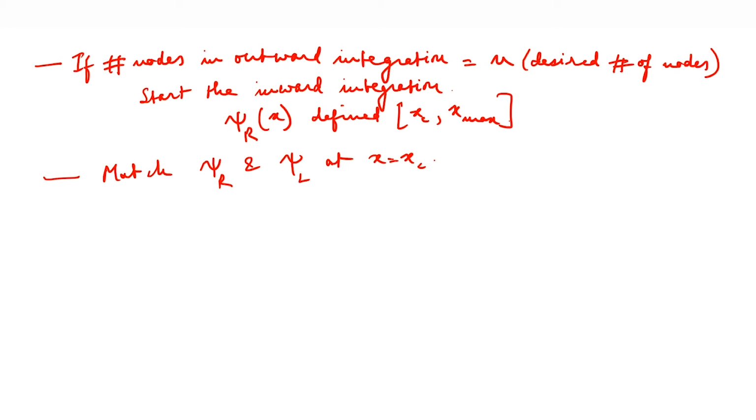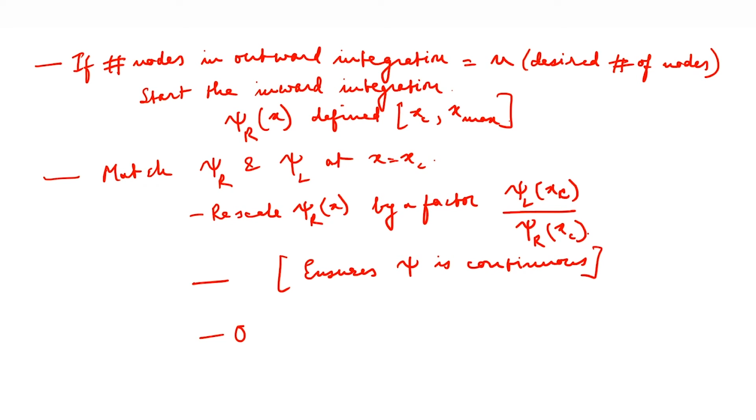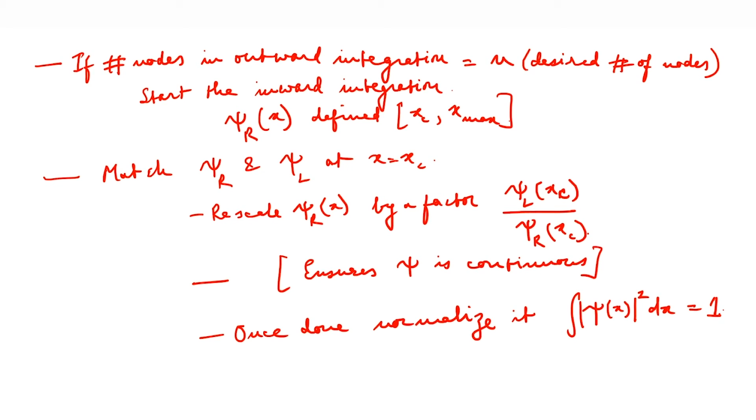So, how do I match it? As before, my wave functions should be continuous, and to do that I rescale my psi r by a factor equal to the ratio of psi L and psi r at x c. Once that is done, this ensures psi is continuous. Then we need to normalize it, that is the integral of mod psi x squared dx over the whole range of x should be equal to 1. So, this is the matching of the wave function.